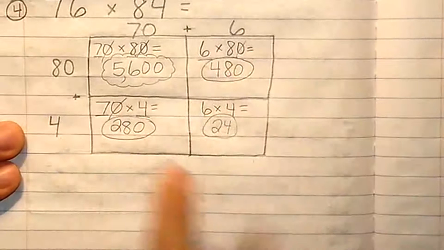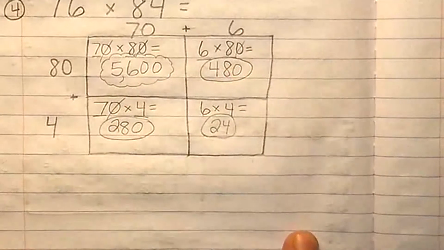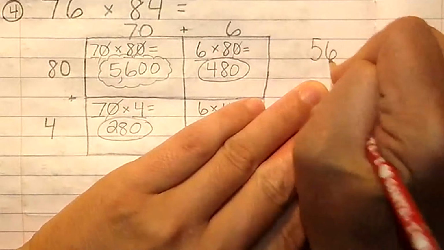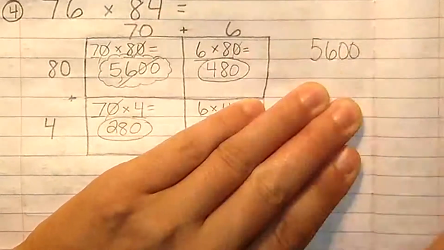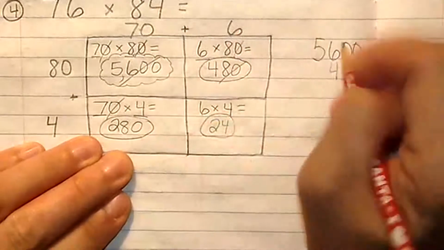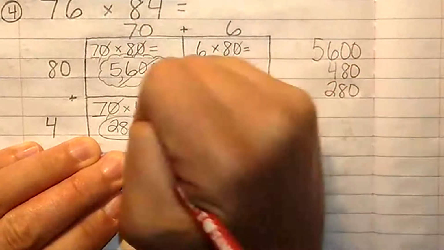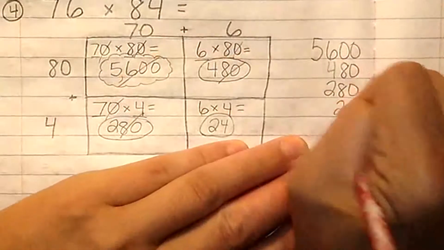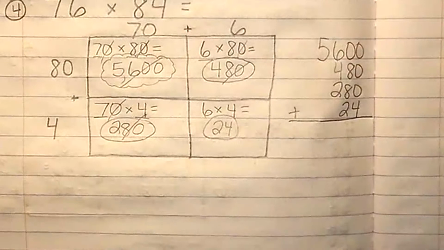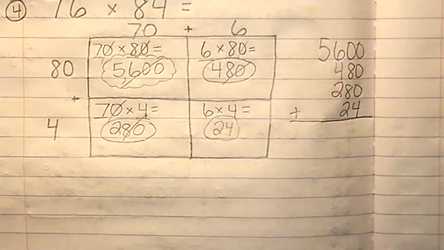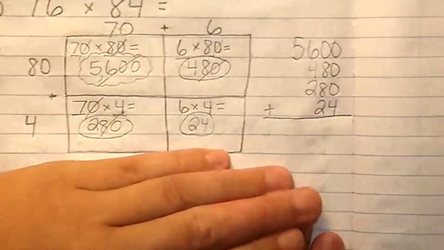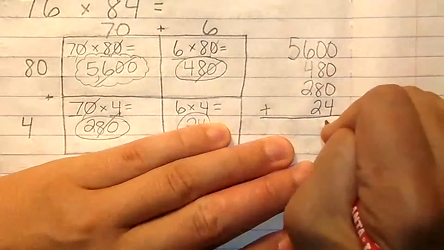So I'm going to take all 4 of these partial products and stack them in my margin and add my numbers together. I'm going to line them up with the biggest number on the top. So I used that one. And then 480 looks like the next biggest. And then 280 looks like the next biggest. And then 24. And I'm going to add these together. Now, 0 plus 0 plus 0 plus 4 gives me 4.